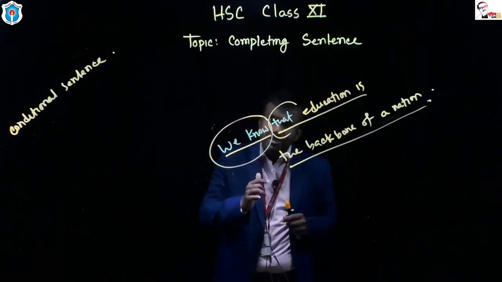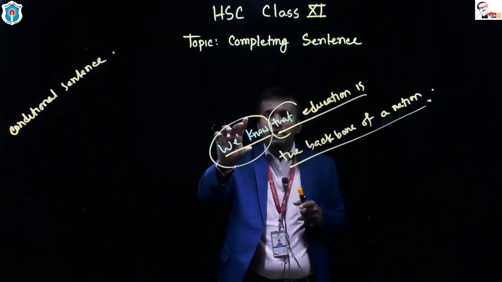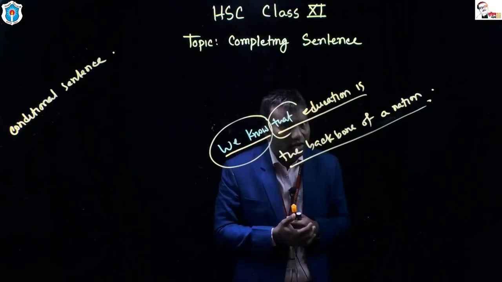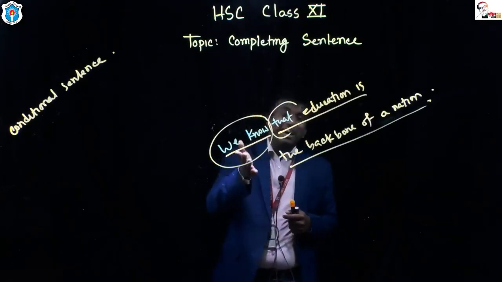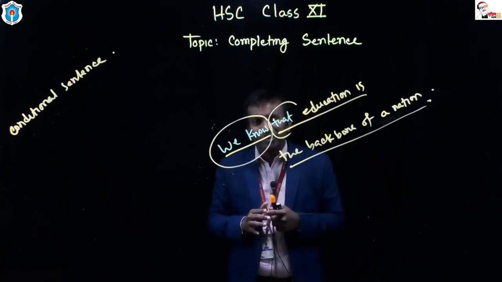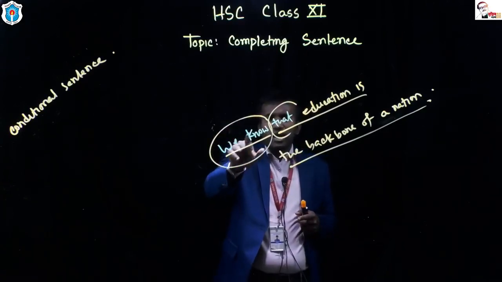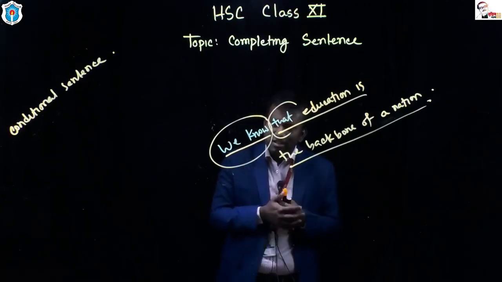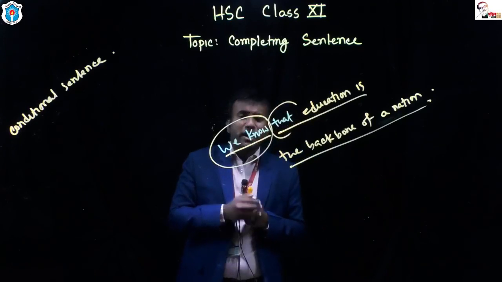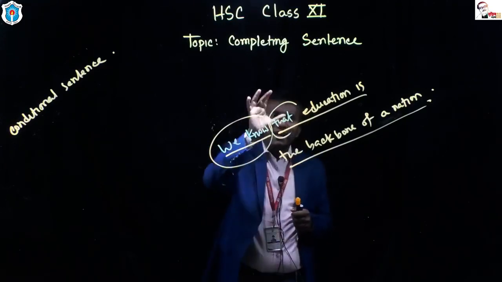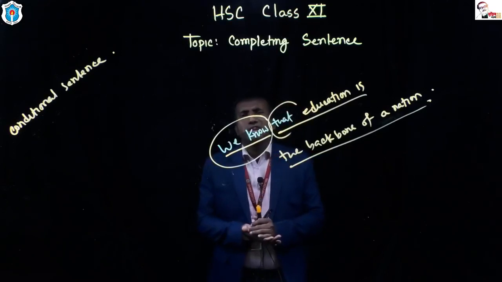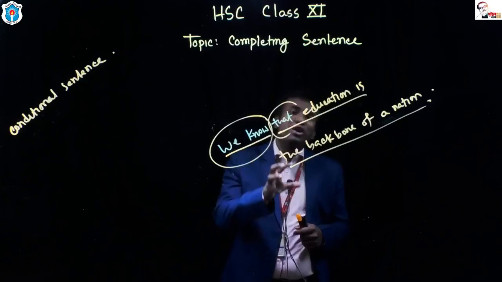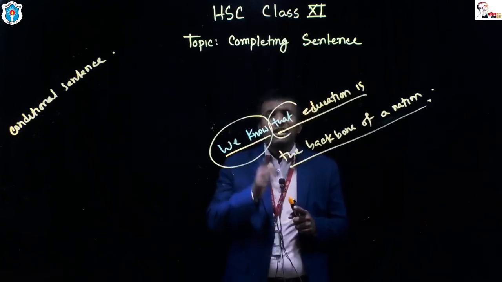And the clause which depends on the independent clause to express its meaning is called subordinate clause. Okay, so it's called subordinate clause or dependent clause. So the first one, we know, is an independent clause, and independent clauses are called principal clauses. Independent clauses are called principal clause, and dependent clauses are called subordinate clause. Clear to you? One thing must be kept in mind: subordinate clause or dependent clause contains conjunction.